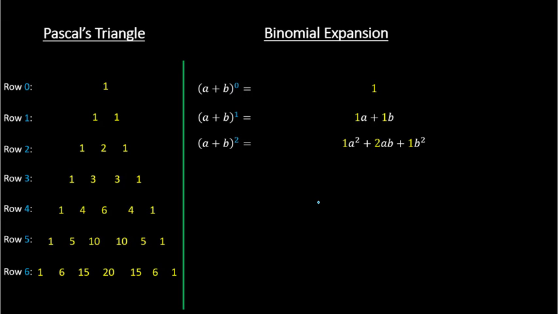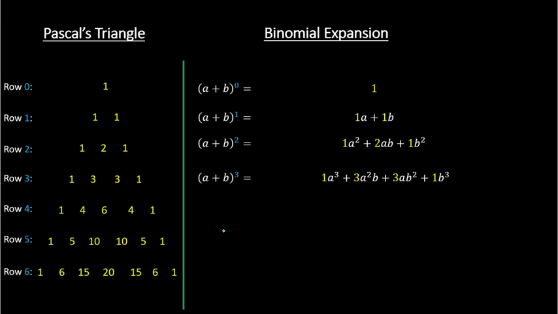Again, the pattern will continue: a plus b to the third power. As you can probably guess, our coefficients will be the numbers found in the third row in Pascal's triangle. And you would be correct. It's going to be 1a cubed plus 3a squared b plus 3ab squared plus 1b cubed. So again, notice the coefficients are the same as the numbers in row 3 in Pascal's triangle.